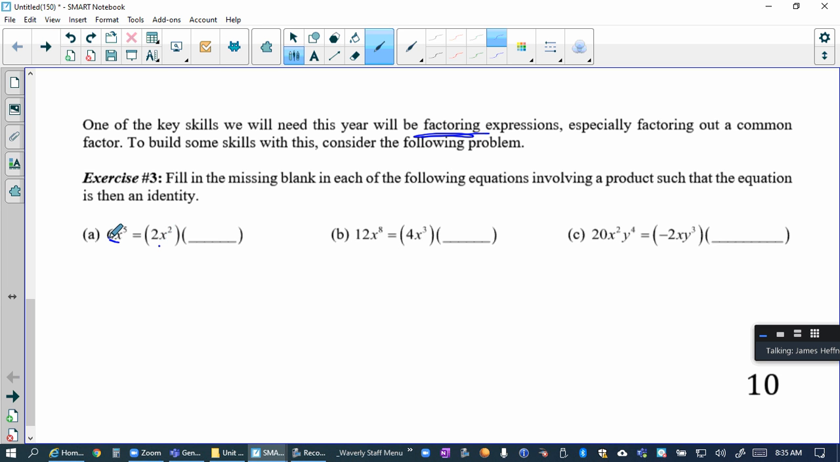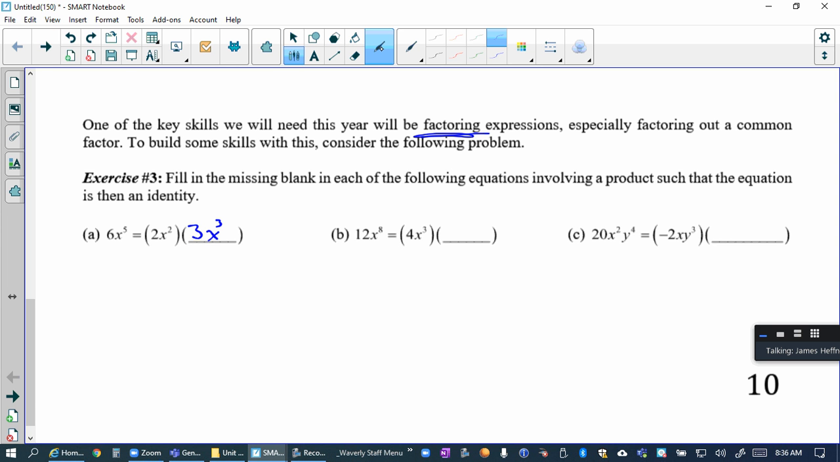So anyway, what's 6 divided by 2? 3, right? And then x to the 5th divided by x squared would be x to the what? X to the 3rd. Right, we're using that division property. Now we're subtracting the exponents because we're dividing here, aren't we? Okay, so we're doing the opposite of what we were doing. Let's go look at part B.